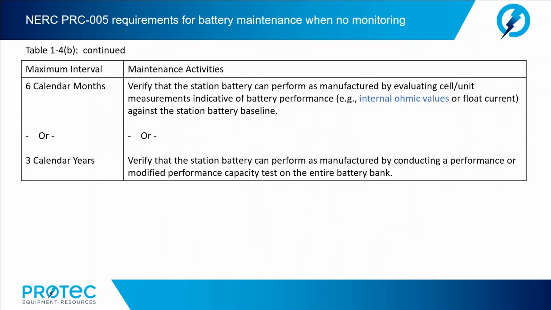Table 1-4B continued. Every 6 calendar months, we verify the station battery can perform as manufactured by evaluating the cell or unit measurements indicative of battery performance. Once again, we see an example being the internal ohmic values or the float currents against the station battery baseline. We once again see, though, this OR statement that either we can follow the every 6 calendar month regime, or every 3 calendar years, we need to verify that the station battery can perform as manufactured by conducting a performance or modified performance capacity test on the entire bank.